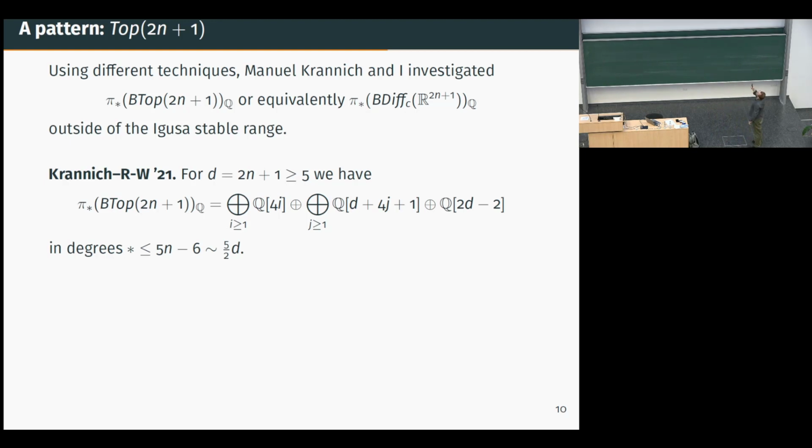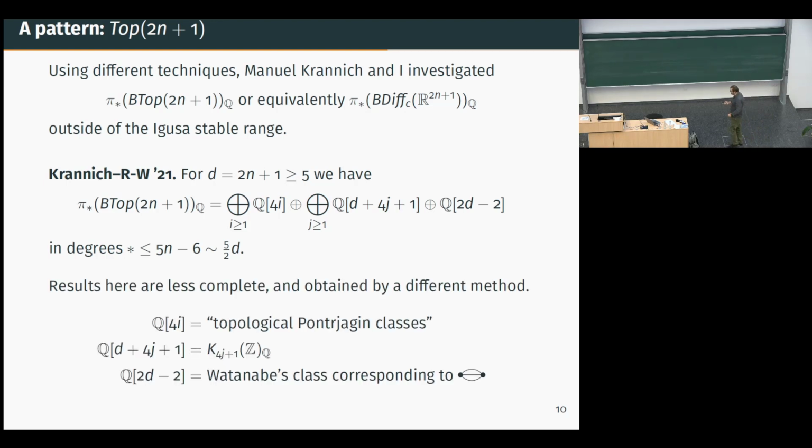It all looks very similar, of course. The first two terms are exactly what Fowler and Xiang told us. It says those continue to be there in about twice the range of degrees. And then there's a new phenomenon that shows up. There's a one-dimensional vector space that shows up in degree 2d minus 2. And again, these classes all have meanings. The ones in 4i are these Pontryagin classes. The ones in d plus 1 mod 4 come from algebraic K-theory.